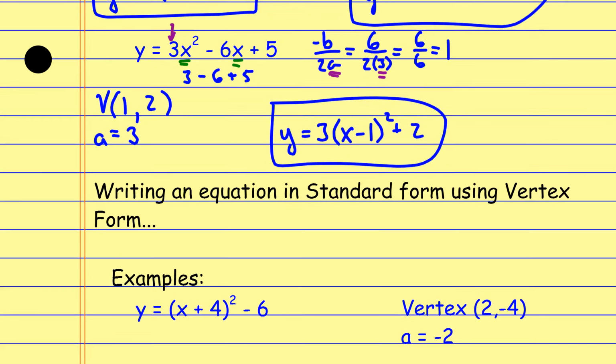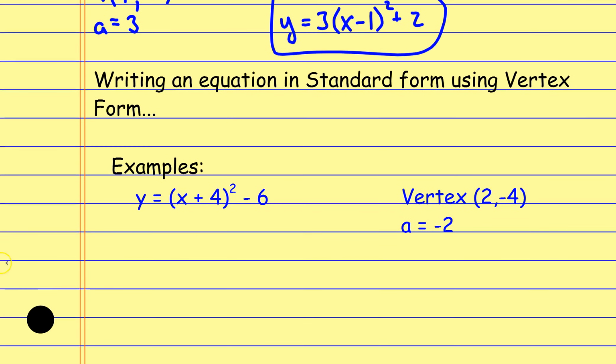If I have something in vertex form, and this time I want to go to standard form with it, if I look at this first guy, to go from vertex form to standard form, I essentially just simplify this. And when I say simplify, I just perform any order of operations things that I can, and combine any like terms that I can. So in this one, x plus 4 squared is really just x plus 4 times x plus 4. I'm actually going to square this, so I'm actually going to multiply this out.